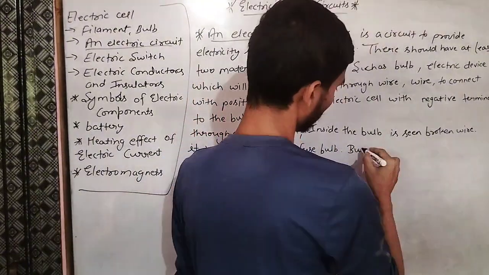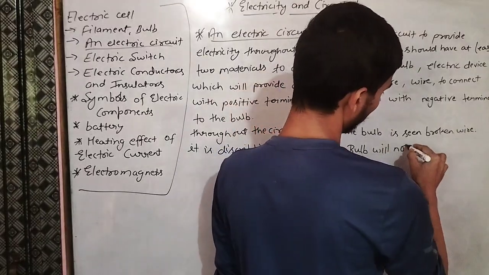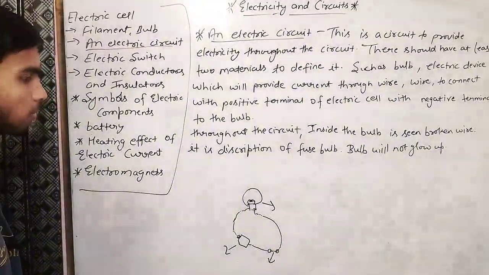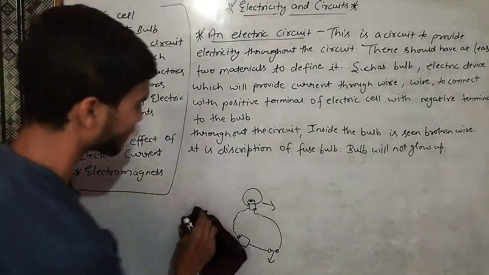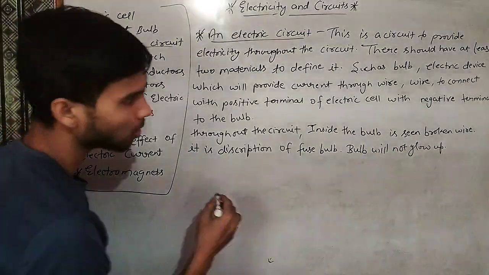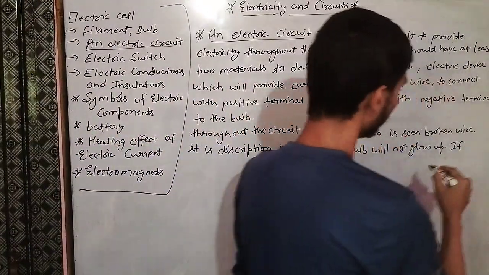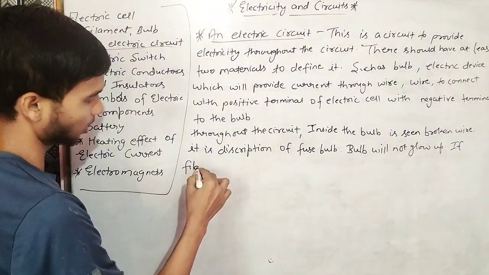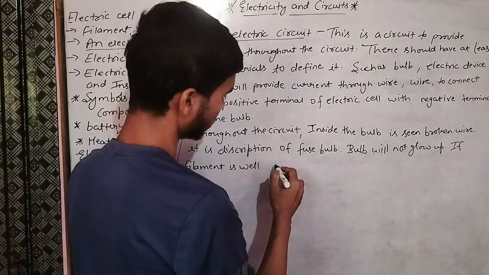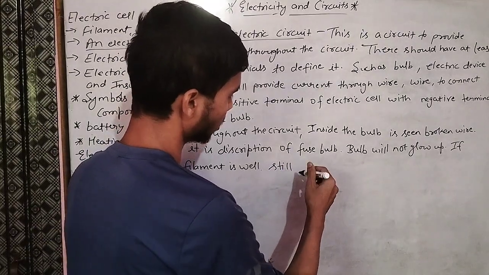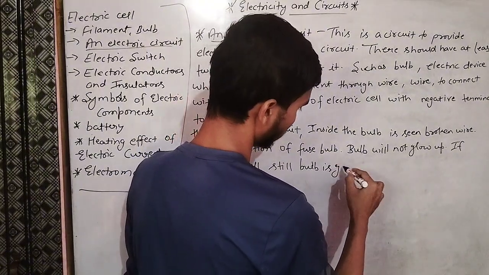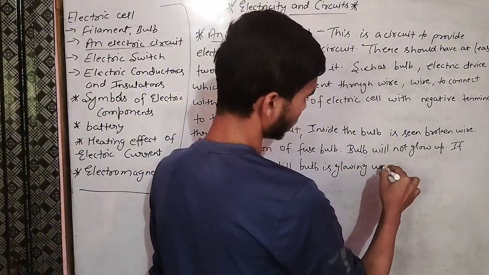Bulb will not glow up. If a filament is well, still the bulb is not glowing up.